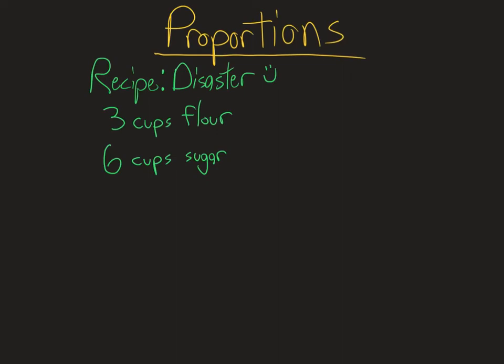All right, so let's talk about proportions here. I'm going to make a recipe for disaster. Watch out. And in my recipe for disaster, it calls for 3 cups of flour and 6 cups of sugar. Now, what if I ended up making so much disaster, I made multiple batches of it, that I ended up using 24 cups of sugar?